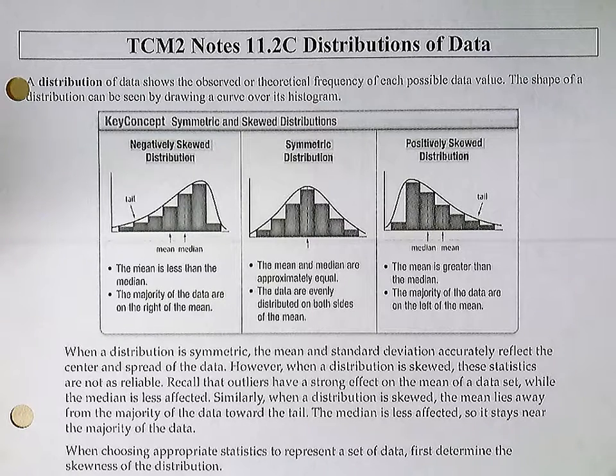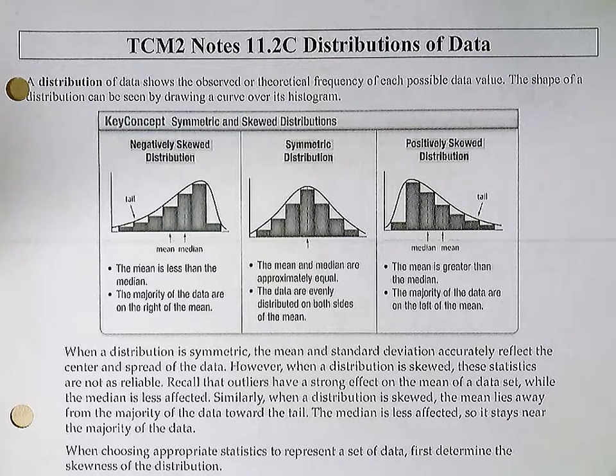Moving on to the next section here. We're looking at a distribution of data. A distribution of data shows the observed or theoretical frequency of each possible data value. The shape of a distribution can be seen by drawing a curve over its histogram.